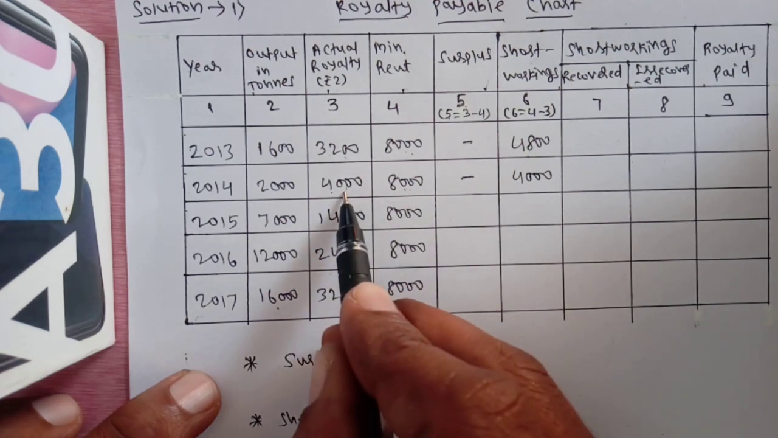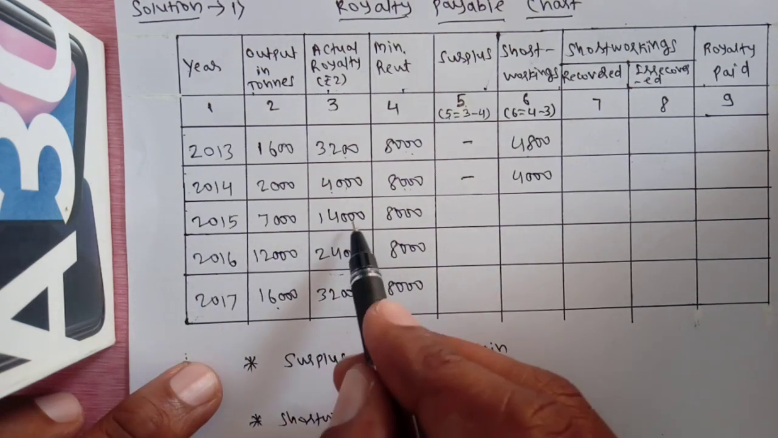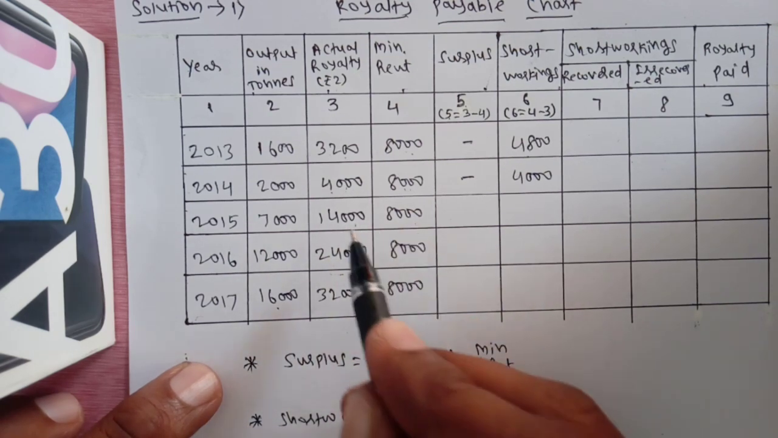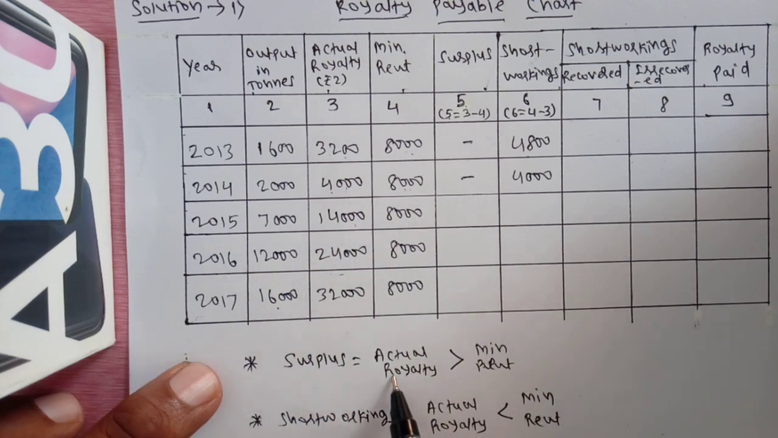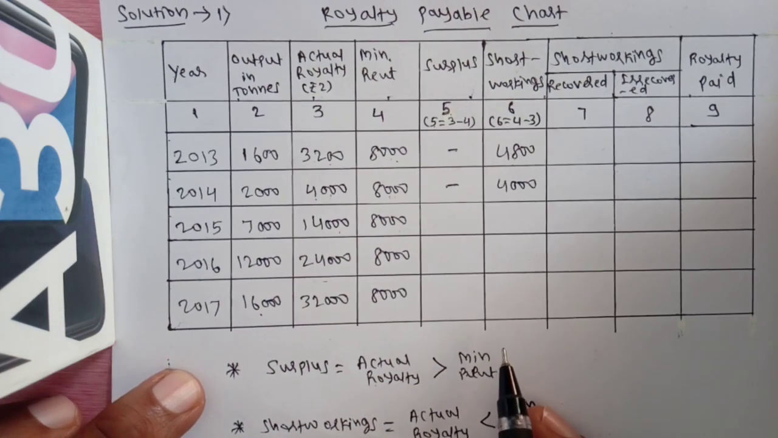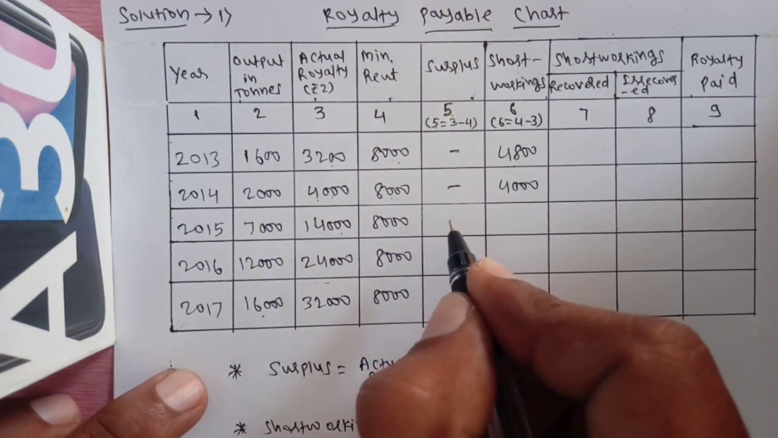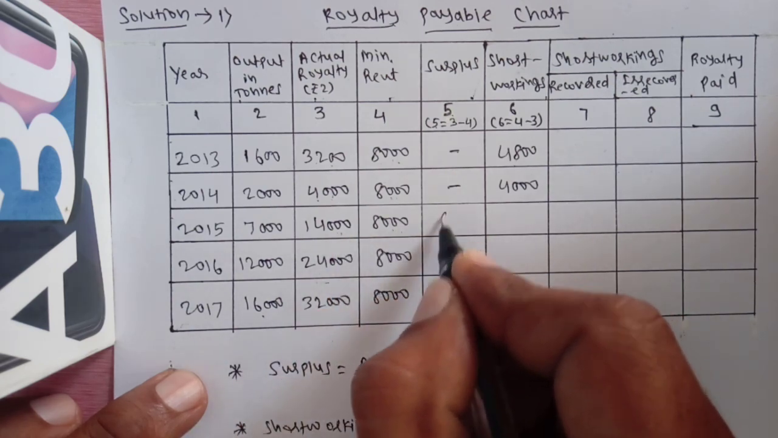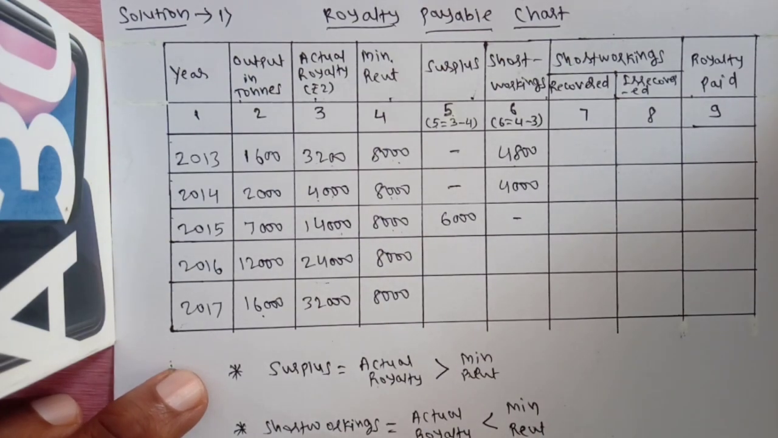Okay, now next in 2015, actual royalty is 14,000, minimum rent is 8,000. So here actual royalty is more than minimum rent, so there is an existence of surplus. How much surplus exists here? 14,000 minus 8,000, so it is 6,000. There is no short workings.